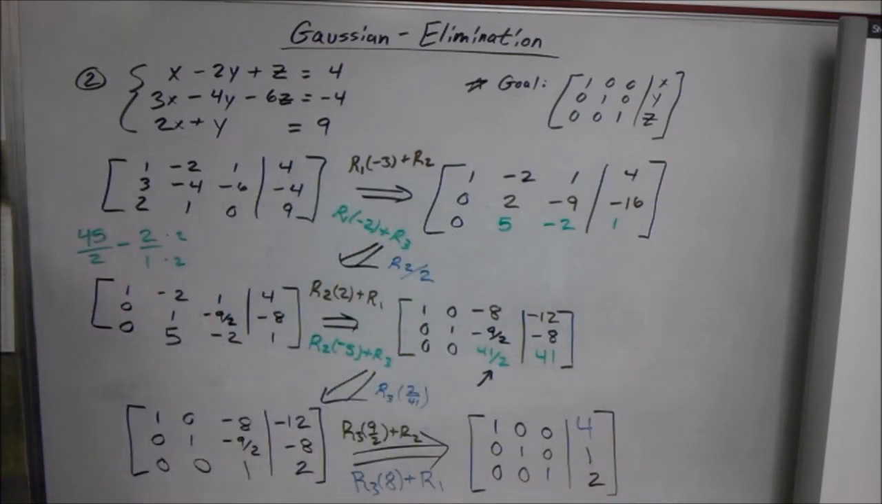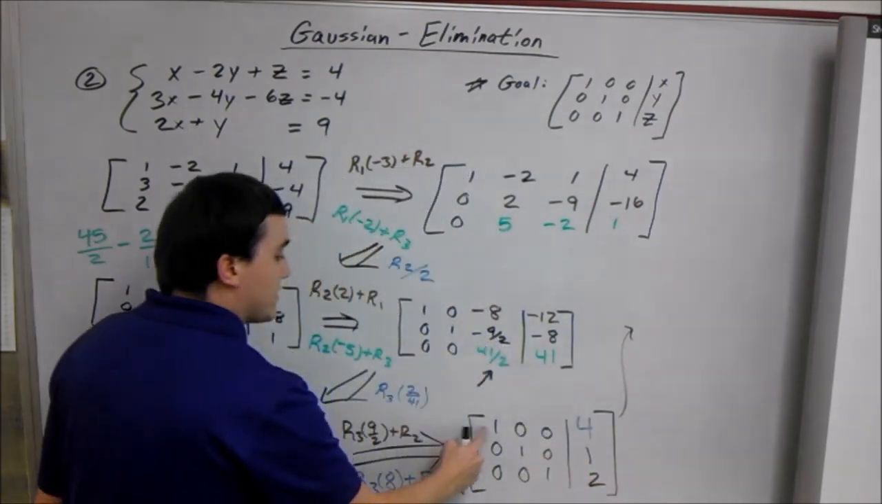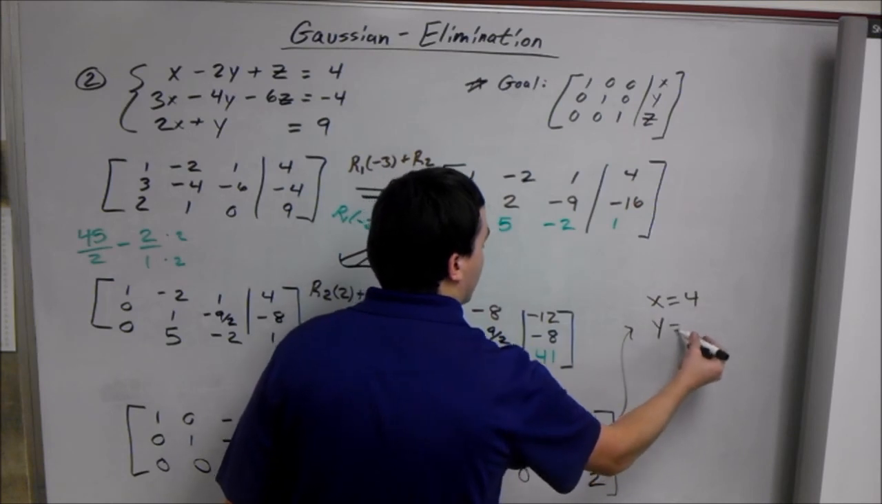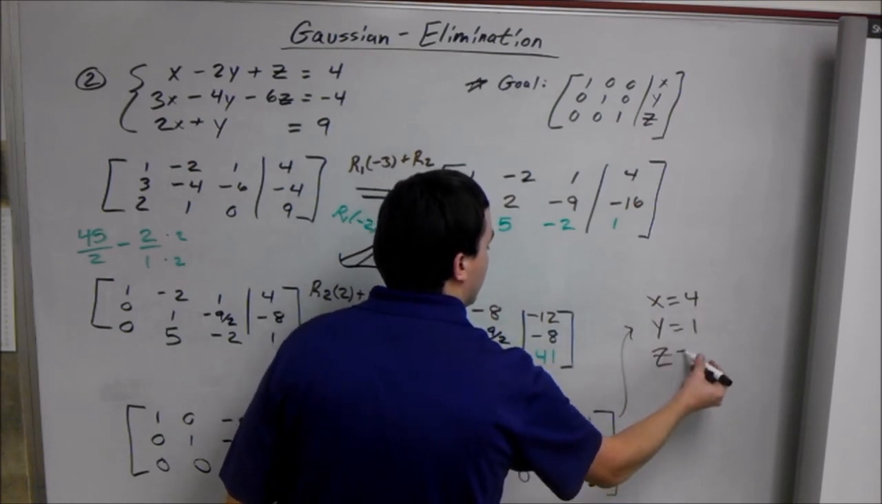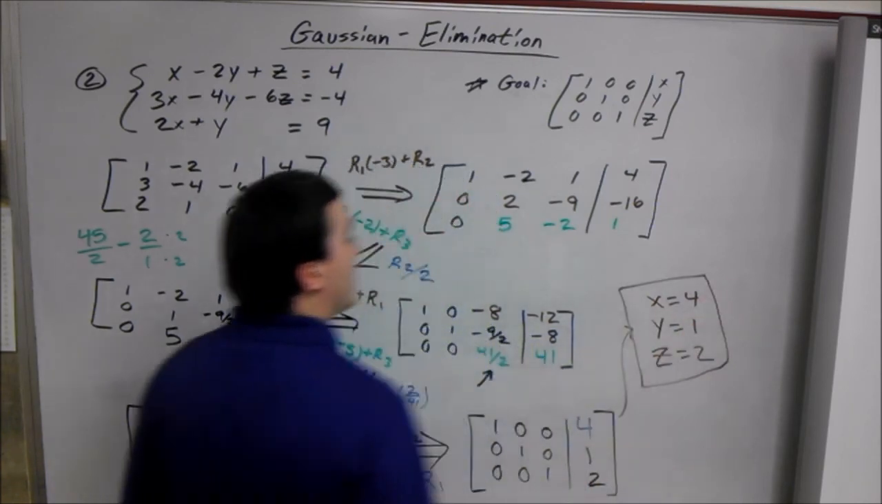So our answers, finally, are from here, x equals 4, y equals 1, and z equals 2. That's it for today.